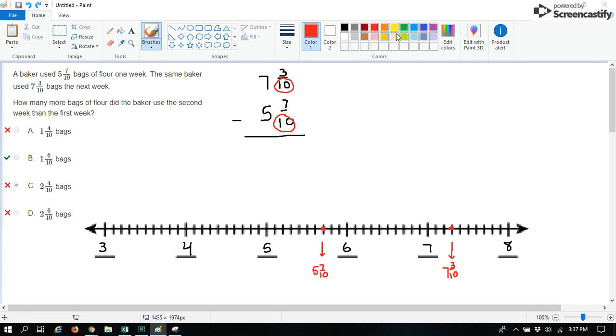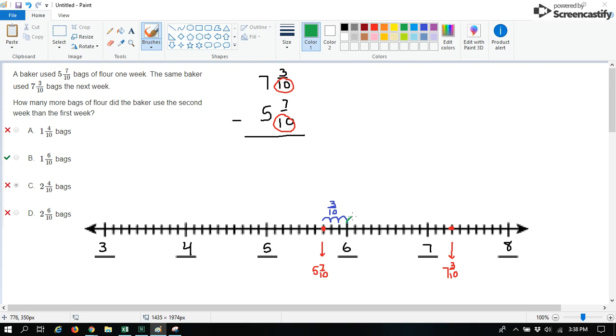So the first thing I want to do is count by tenths. How many tenths is it to the next whole number? So if I start at 5 7/10, I have to count 1, 2, 3. It's 3/10. So if I go 3 more tenths, I go from 5 7/10 up to 6. So here I am at 6. Now the next thing I have to do is go from whole number to whole number. So I'm going to make a jump. So far I've gone 3/10.